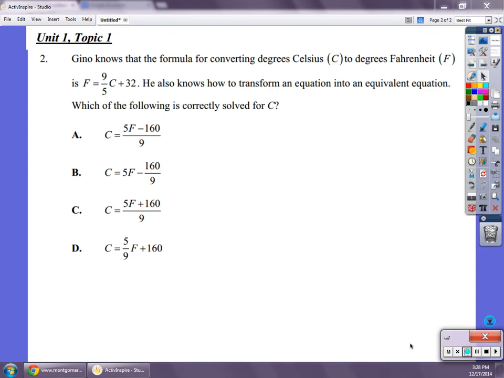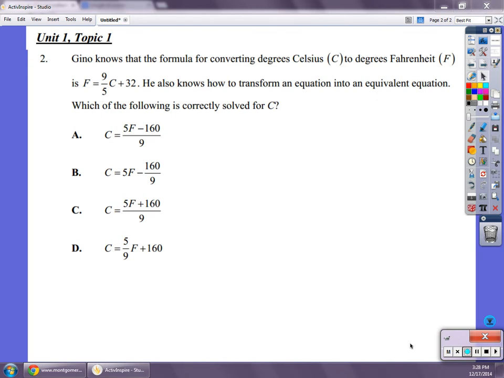Alright, hi again. We are going to be doing Unit 1, Topic 1, Question 2 from the Algebra 1A exam review packet. Gina knows that the formula for converting degrees Celsius to degrees Fahrenheit is F equals 9/5 of C plus 32. He also knows how to transform an equation into an equivalent equation. Which of the following is correctly solved for C?